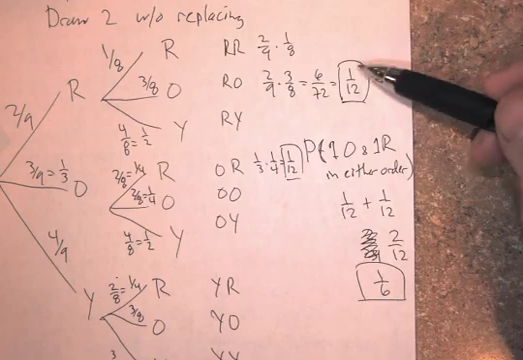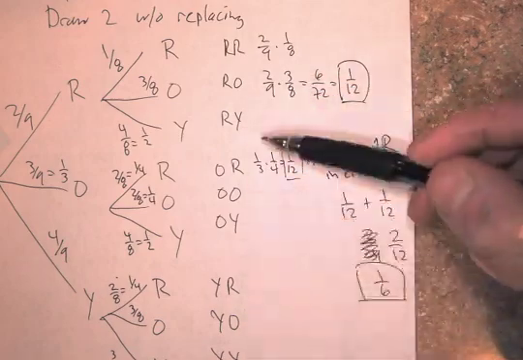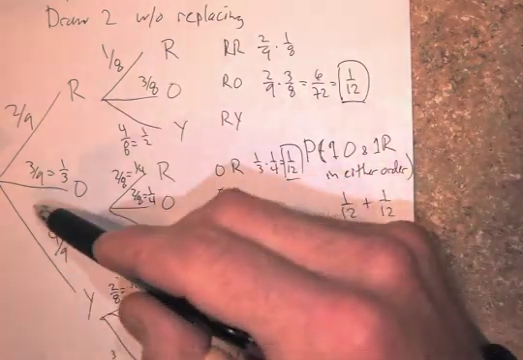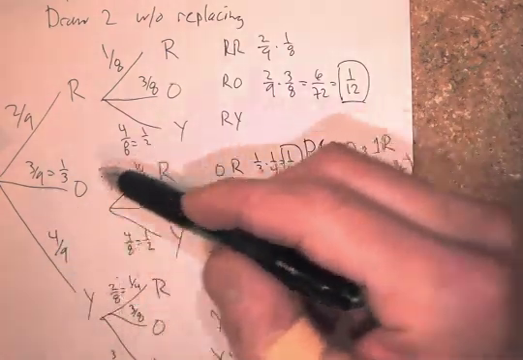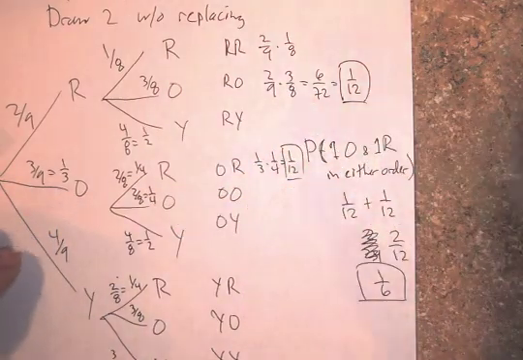Okay, so just be careful of what the question asks you and then use those branches of the tree. But to figure out the probability of any of these branches, you just multiply down. Okay, just multiply down that path. Okay, hopefully that makes sense.